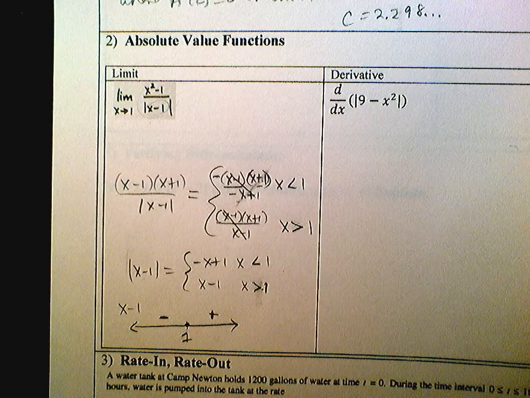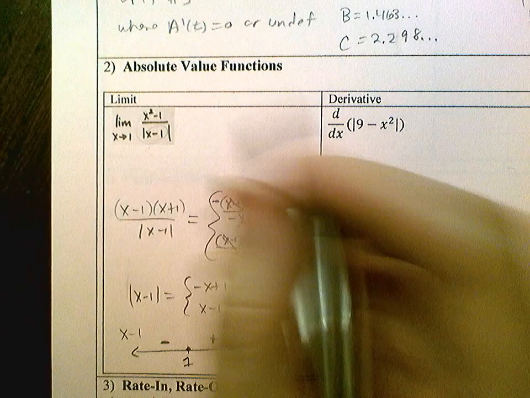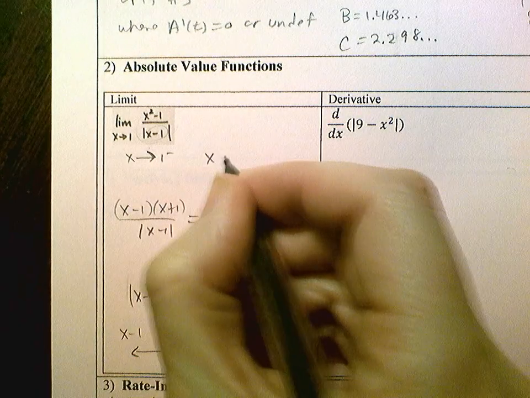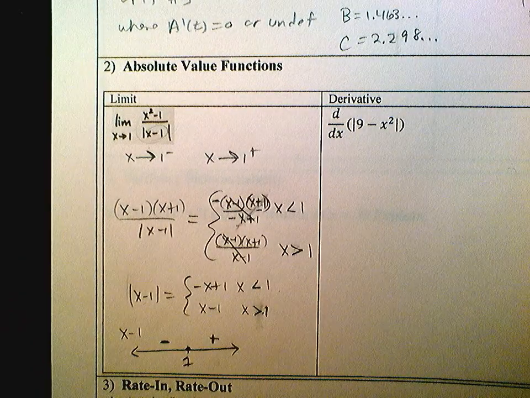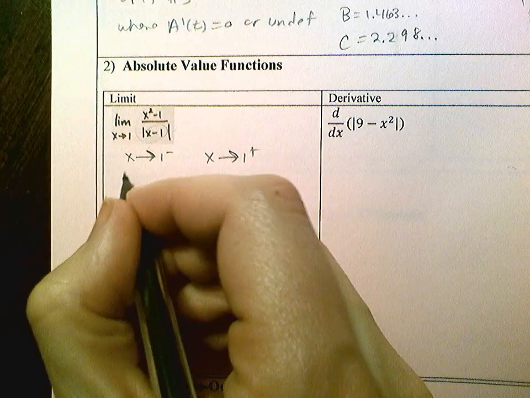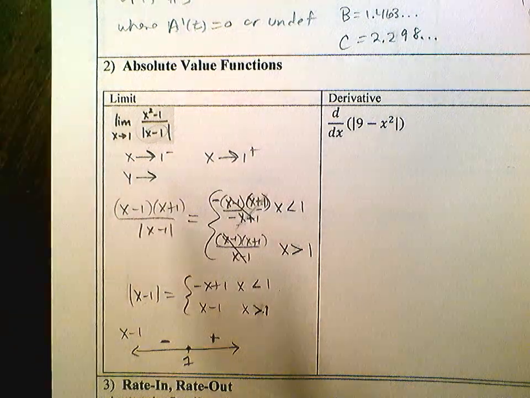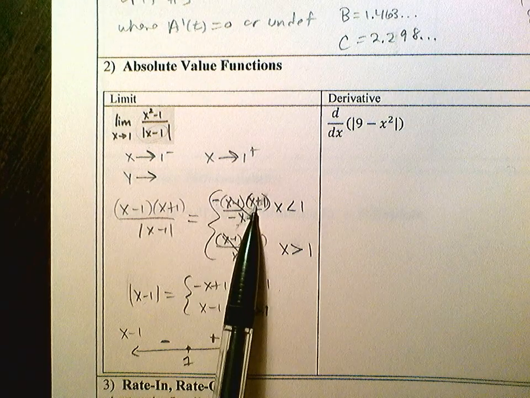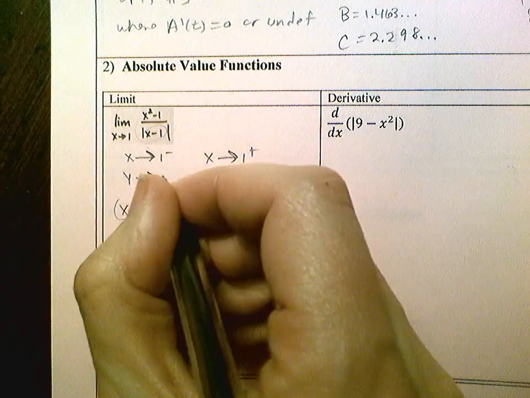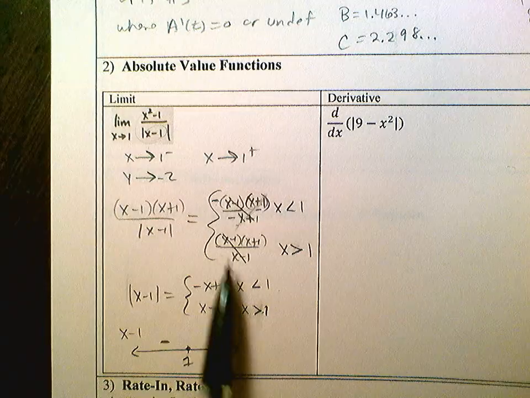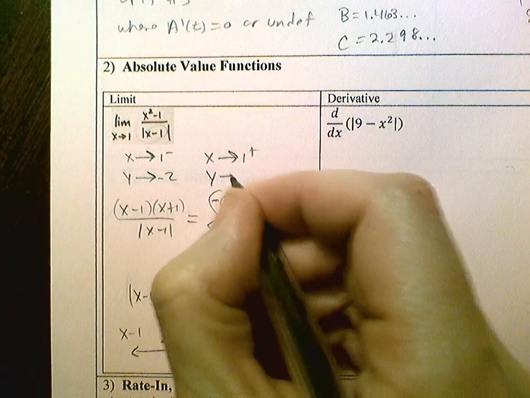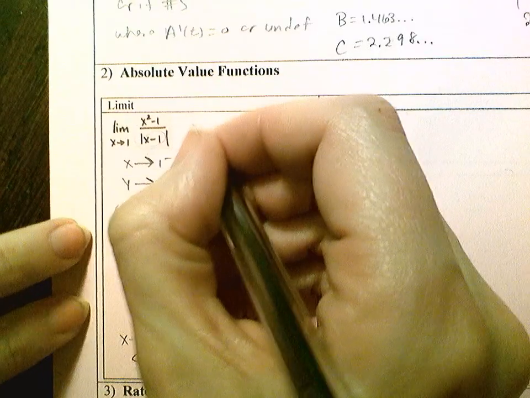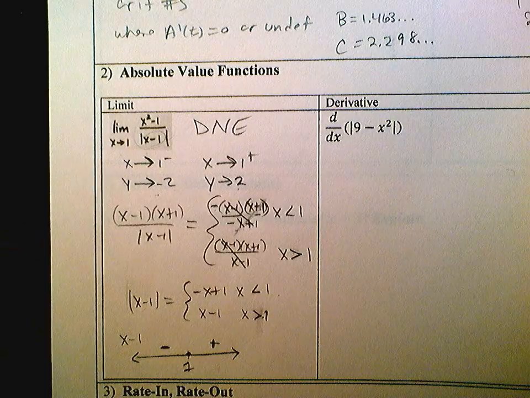Okay, so now I think of the left-hand limit and the right-hand limit. I'm kind of working backwards here, but I'll go as x approaches 1 from the left, as x approaches 1 from the right. And then y will be approaching, so 1 from the left, I'm dealing with the top piece. So it's going to be negative, plug in the 1 there, so you'll get negative 2. And then for x approaches 1 from the right, I'm dealing with that bottom piece, so y approaches positive 2. Guys, the left-hand limit and the right-hand limit are not equal. So that means that this limit does not exist.